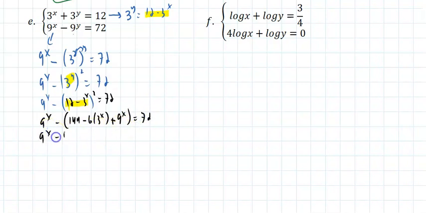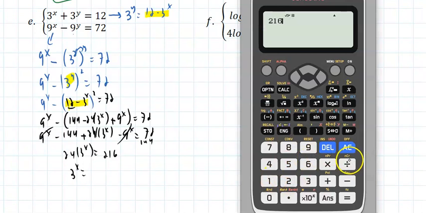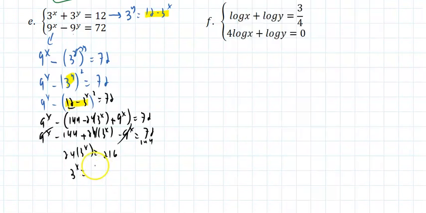So that is 9 to the x minus 144 plus, that's not 6, 2 times 12 is 24, 24 times 3 to the x minus 9 to the x equals 72. Those cancel out. I have 24 times 3 to the x equals 72 plus 144. That is 216. 3 to the x equals, so I'm isolating the exponential by itself, 216 divided by 24, that's a 9.